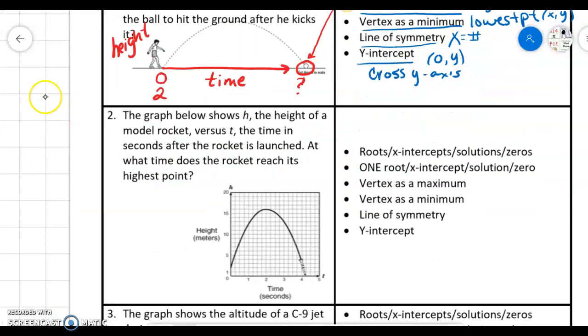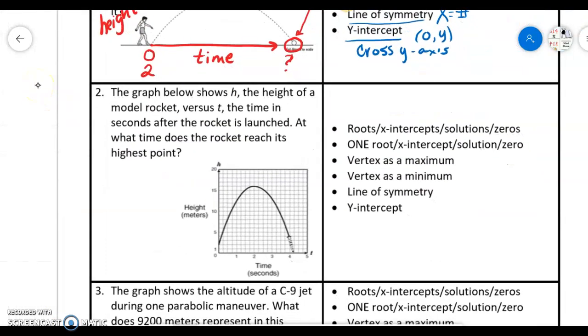On number 2, we have a graph of a rocket, and it shows the height is our dependent variable. They've labeled that for us, and time is our independent variable. At what time does it reach its highest point? We can see that would be this coordinate here, but they're only asking about time, and time is in fact our x. So this would actually not be a vertex. We just need to know our line of symmetry here.